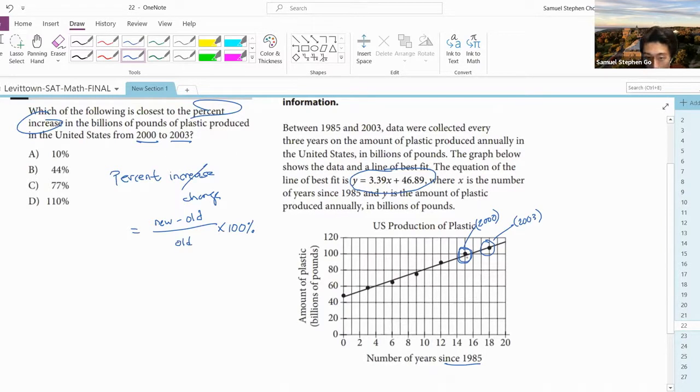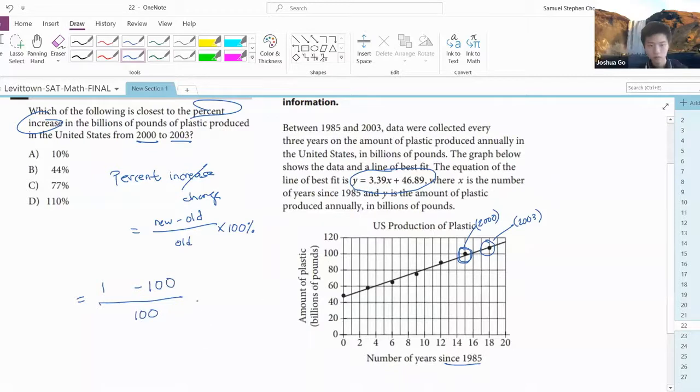So if we look here, that's pretty much 100. This 2000 value is pretty much 100. So let's start doing that. Actually I have to start with this: new minus old, new minus old. So something minus 100 over 100 times 100%. Let's look at that new value. That's 2003, right? So how did that change? If you look at it, it's not quite halfway between 100 and 120. So it's not quite 115. So something less than that, we can pick 110. Because this is 115 over here, slightly less.